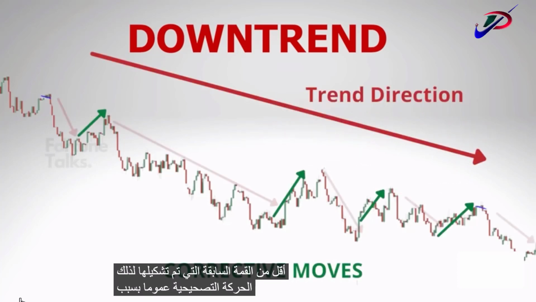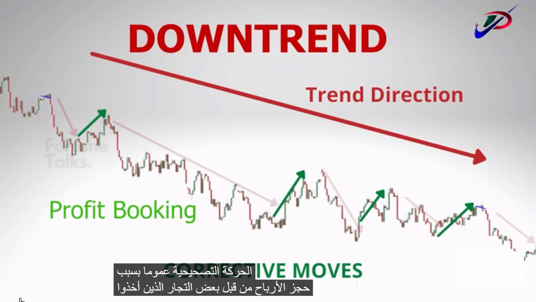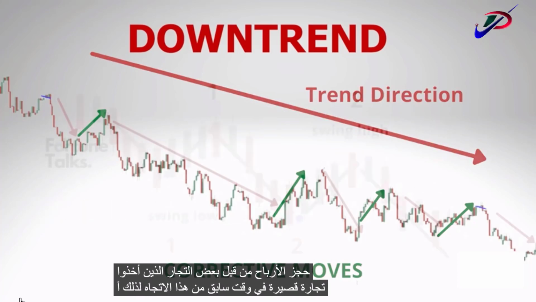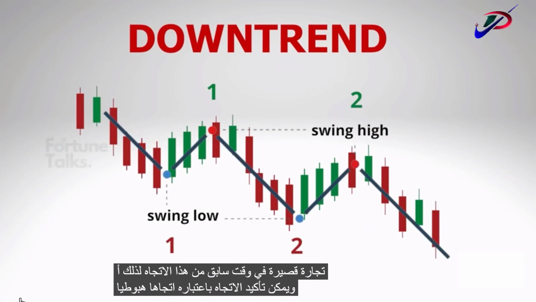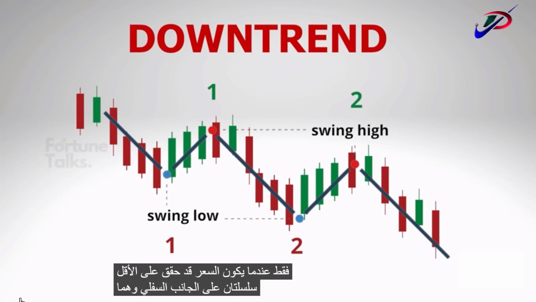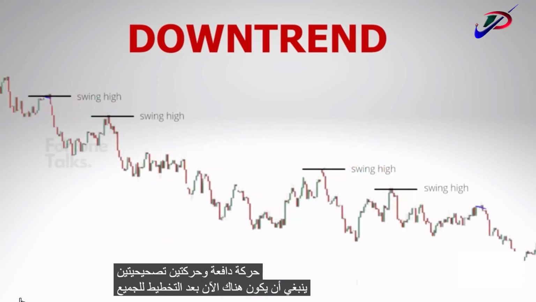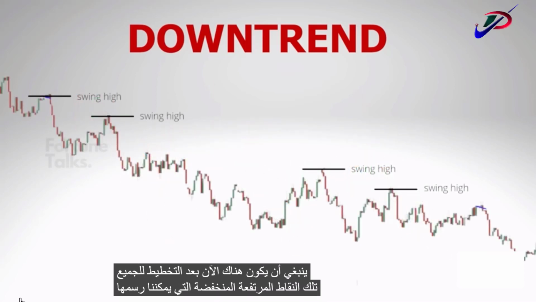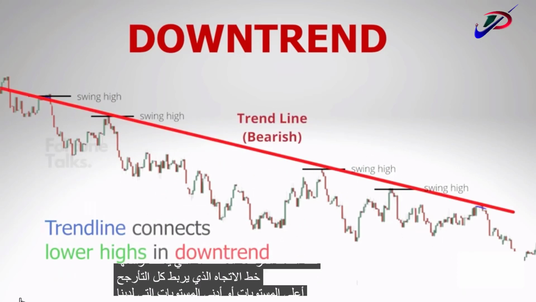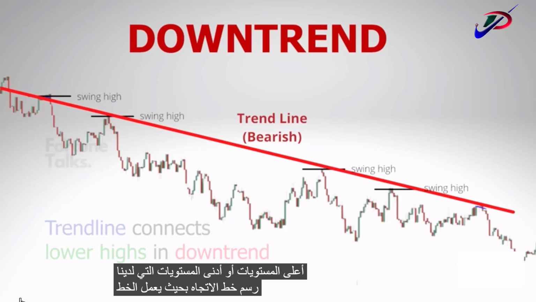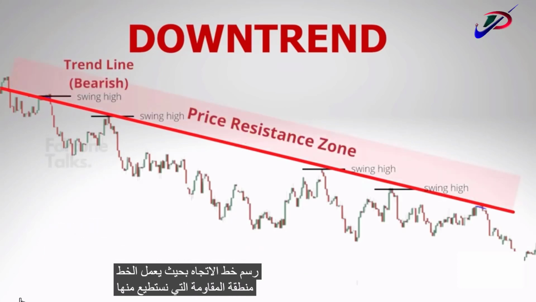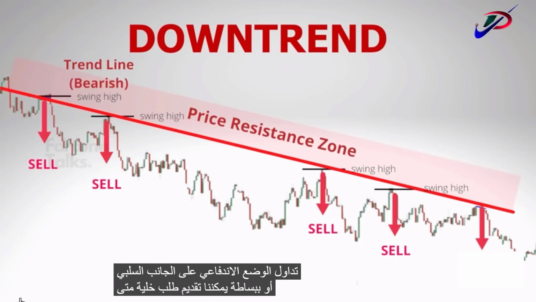So the corrective move is generally due to profit booking by some traders who took a short trade earlier in the trend. A trend can be confirmed as a downtrend only when the price has made at least 2 swings on the downside. That is, 2 impulse moves and 2 corrective moves should be there. Now after plotting all those lower high points, we can draw a trend line connecting all the swing highs or the lower highs that we have plotted. The trend line so formed acts as an area of resistance from which we can trade the impulse move to the downside, or simply we can place a sell order when the price reaches the trend line.